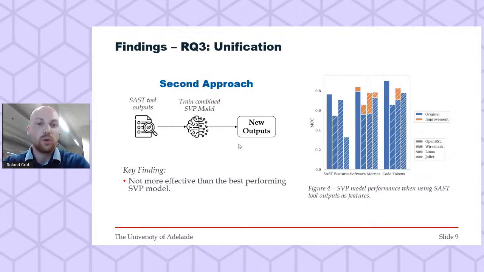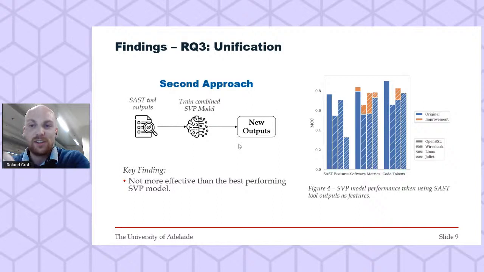For the second approach, we aim to see whether the knowledge produced from the SAST tools can actually be incorporated and learned from by the prediction model. In this figure 4, it shows the performance of each of our SVP models, and the orange bars indicate the performance increase from adding this extra knowledge from the SAST tool. Now, the bars to focus on are the ones on the right here, as this is our best performing SVP model.